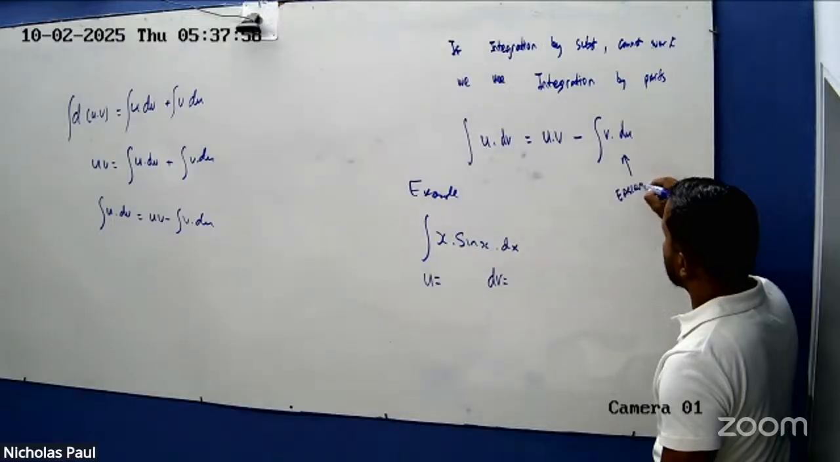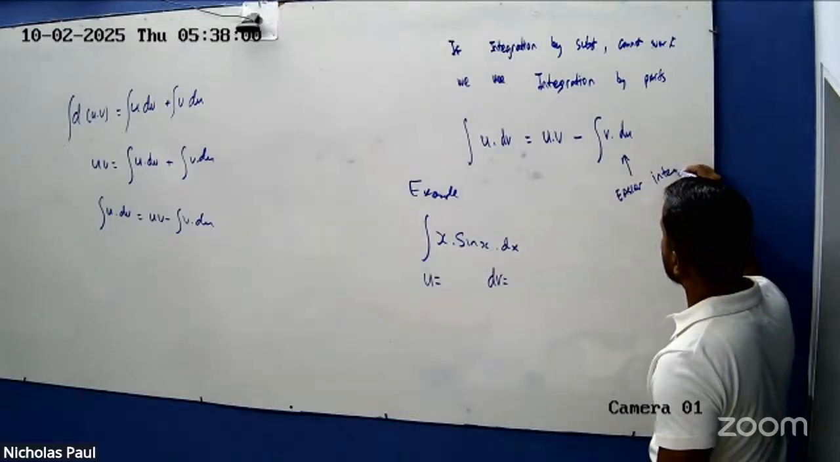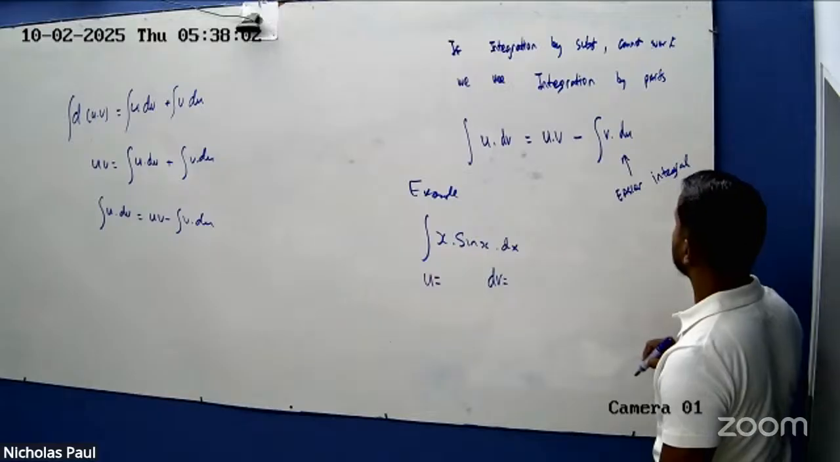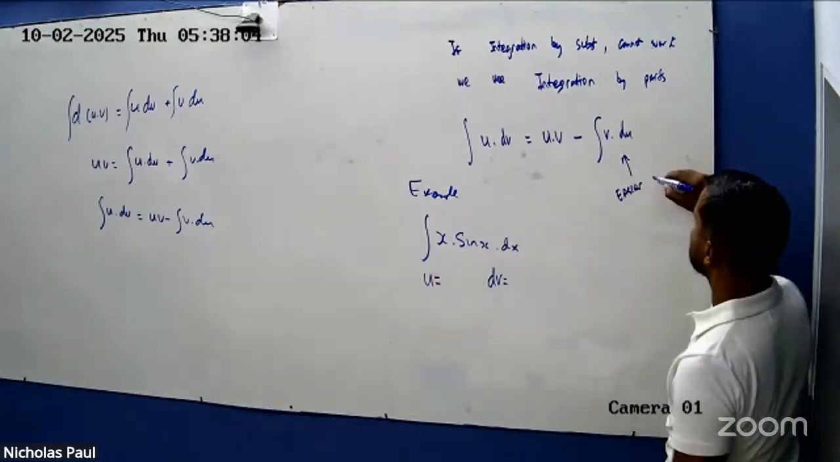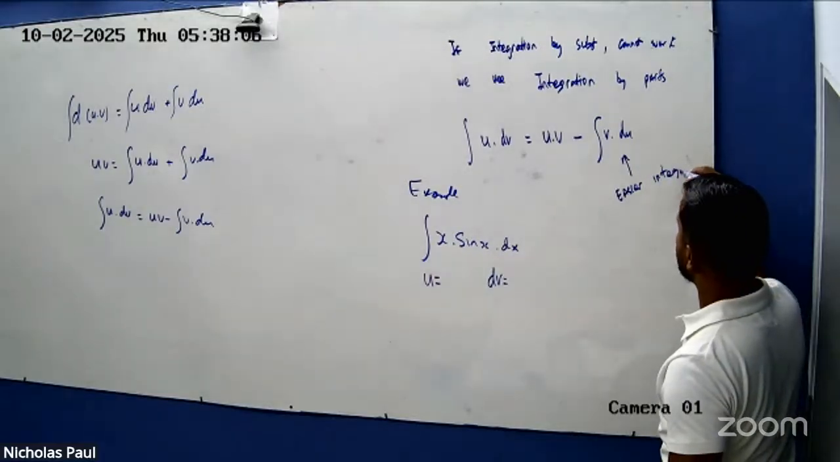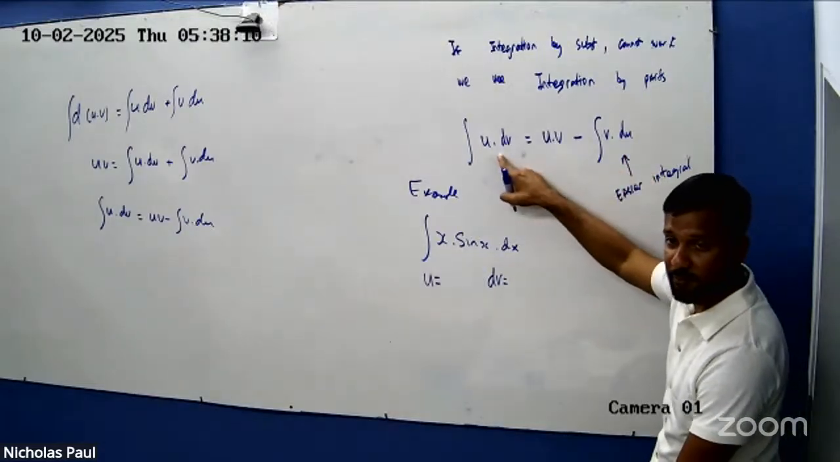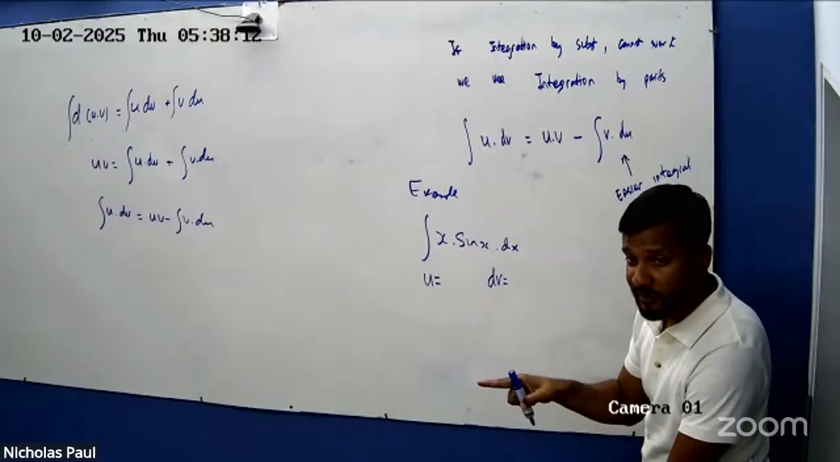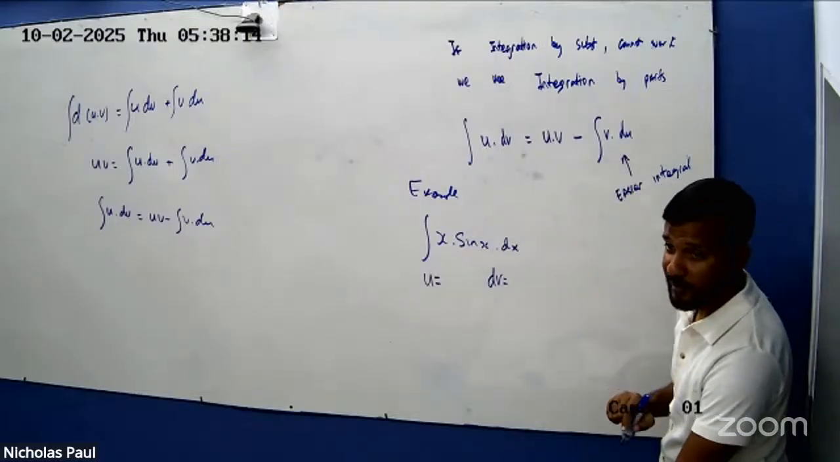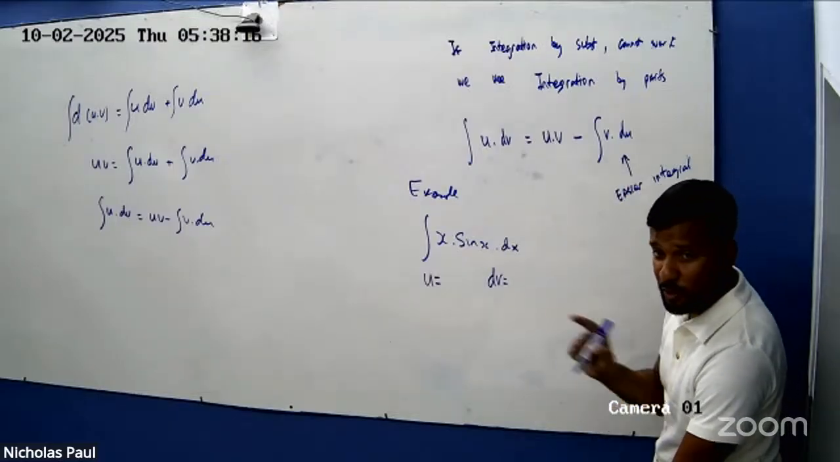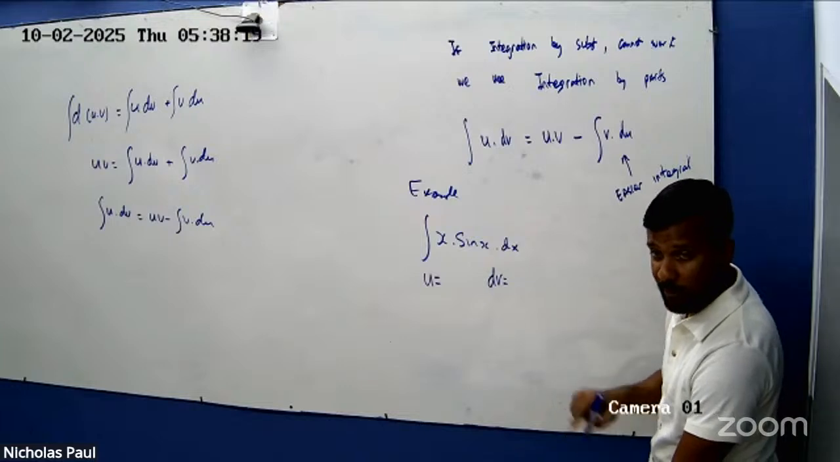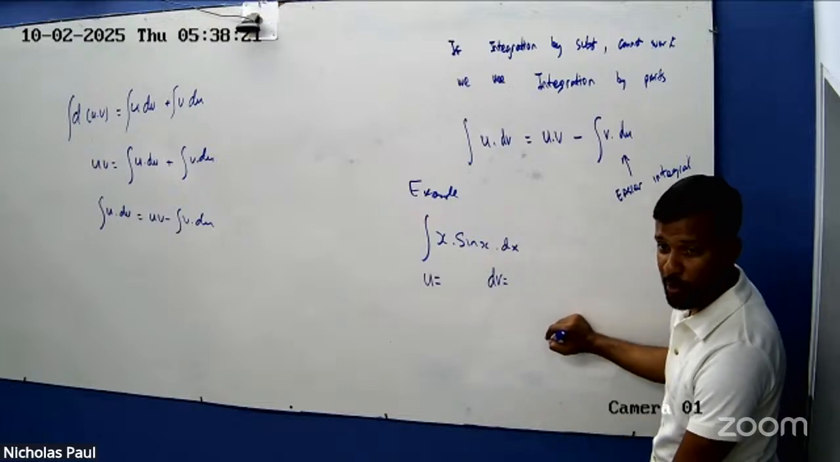This is supposed to be an easier integral than this. So when you choose, this integral is supposed to be easier. If it's hard, then you choose the wrong thing. So I'm going to start the example by choosing the wrong thing.